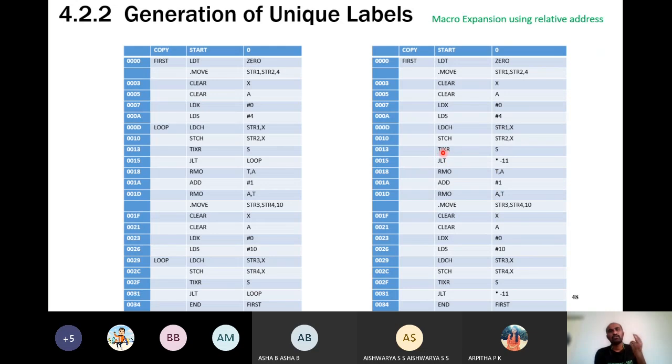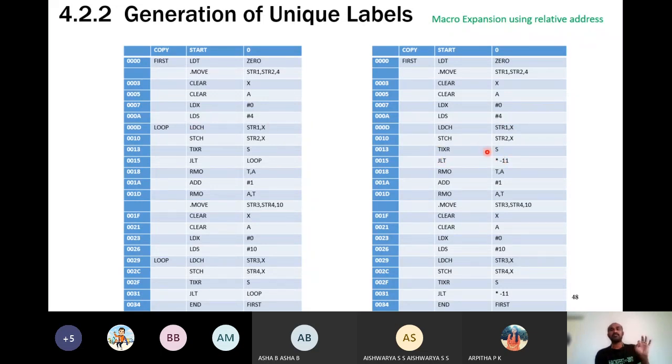Again this is format 2, 2 bytes, so totally 5 bytes. Again this is format 3, so totally 3 plus 3, 6. So when you execute this JLT minus 11, control will come to this LDCH string 1 comma X. That is what we wanted to happen. So it will jump back to this.